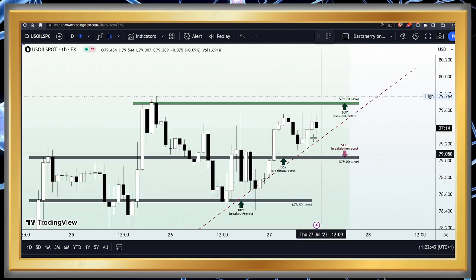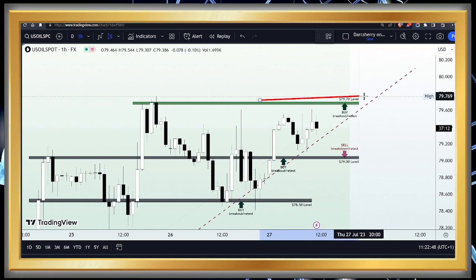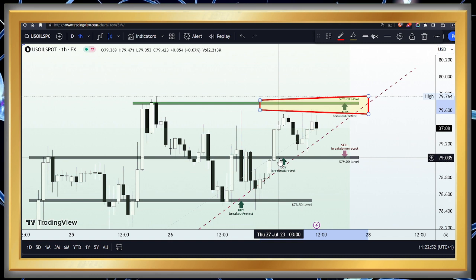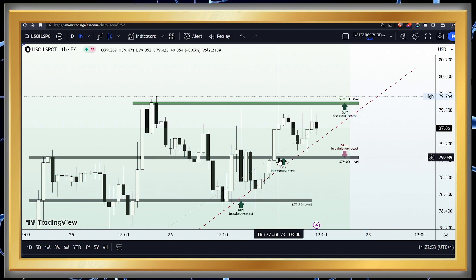So we are only looking out for more buying opportunities at this juncture above the $79.70 level. Now, in as much as we're looking out for buying positions here, you know how we do it in this community.